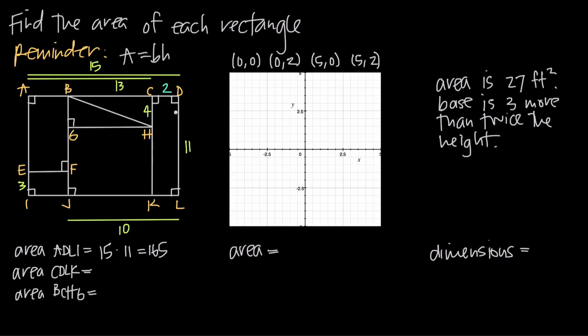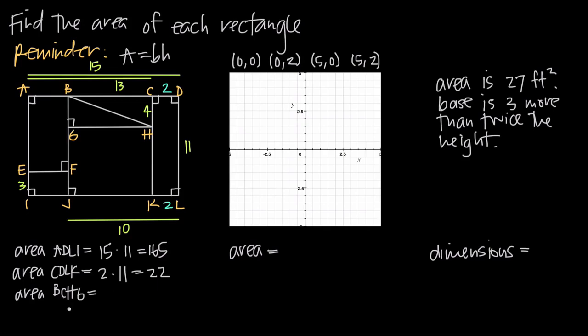Of course, if the length of CD is 2 and I have right angles in here, the length of KL will also be 2. So I can just say that the area of the rectangle then is going to be base 2 times height 11, which of course will be 22 square units.